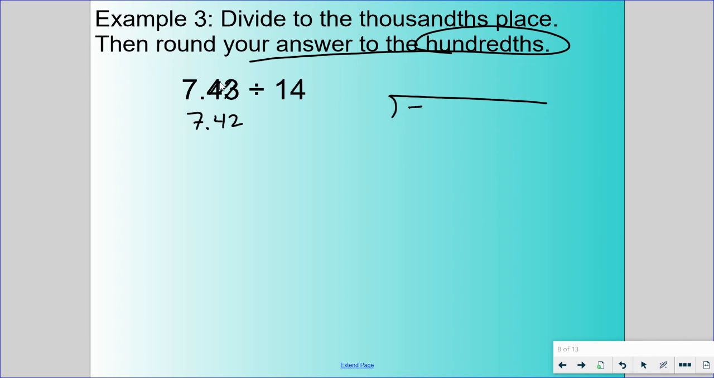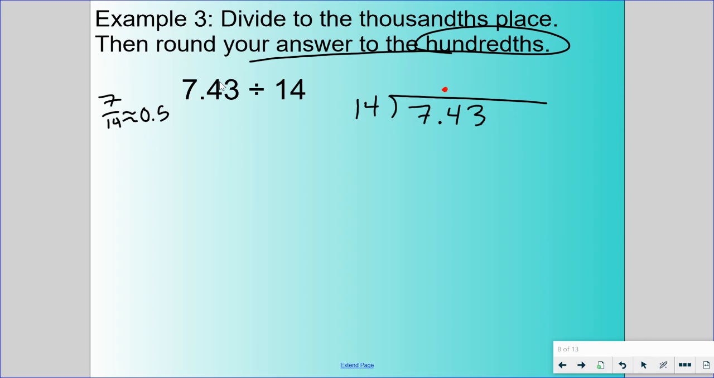So let's do this. 7 and 40. No, let's do 7 and 43. I'm going to stick to this problem: 7 and 43 hundredths divided by 14. And by the way, 7 divided into 14 parts is going to be about half of a dollar, right? Let's go ahead and find out.